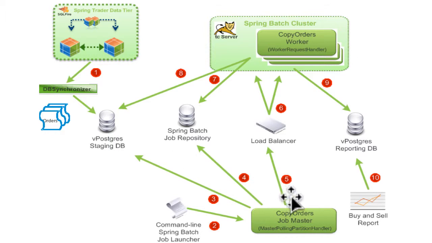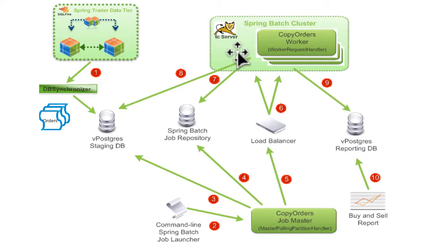And then step 5, for each partition, the job master sends a request to a worker via a load balancer, and the load balancer is responsible for taking each request and distributing it to the cluster of worker nodes deployed as web applications in a TC server cluster and implemented by the worker request handler, and there's also a worker controller. So in step 7, the worker application will query the job repository for the partition information that's contained in the request that it received from the master.